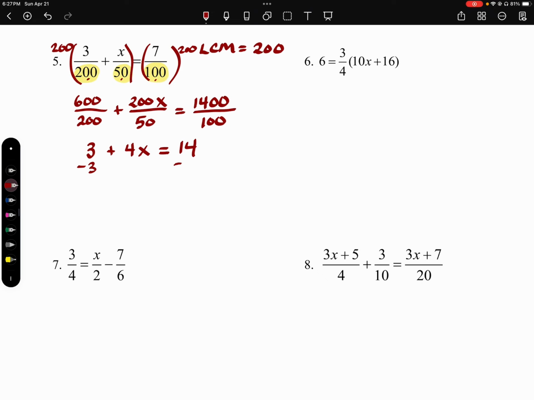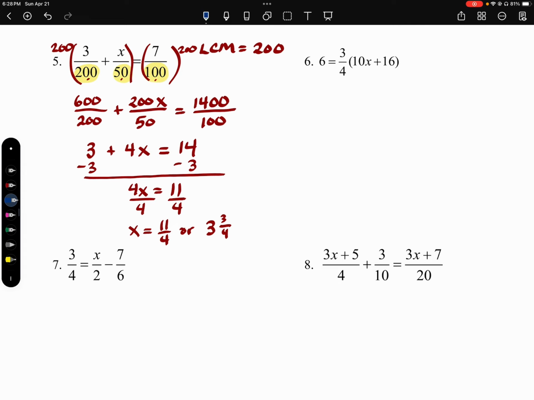And now it's just a two-step equation. We'll subtract our 3 from each side. We've got 4x is equal to 11, divided by 4 and divided by 4. So x equals 11/4. Or if you were going to rewrite that, you could say that'd be 3 3/4, or 3.75 if you're a decimal person. Great, let's move on to number 6.